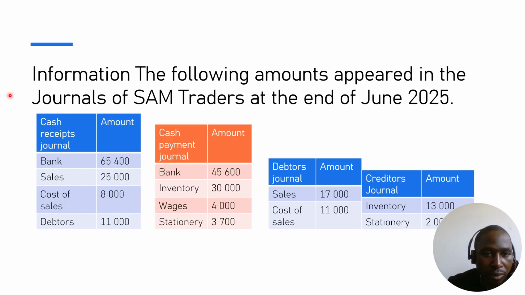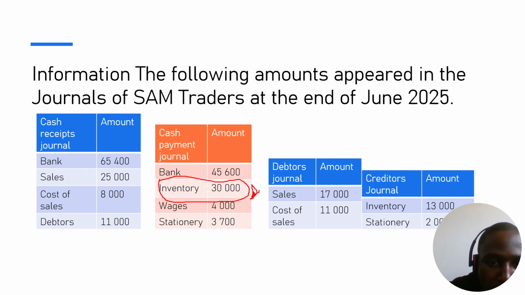Let's go to the CPJ. On the CPJ, there is our inventory. So this inventory is going to go to the debit side. It is going to go to the debit side of our inventory account.